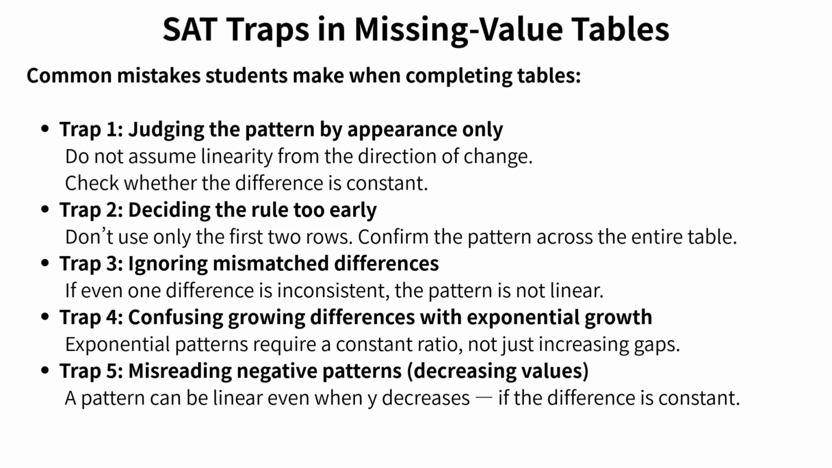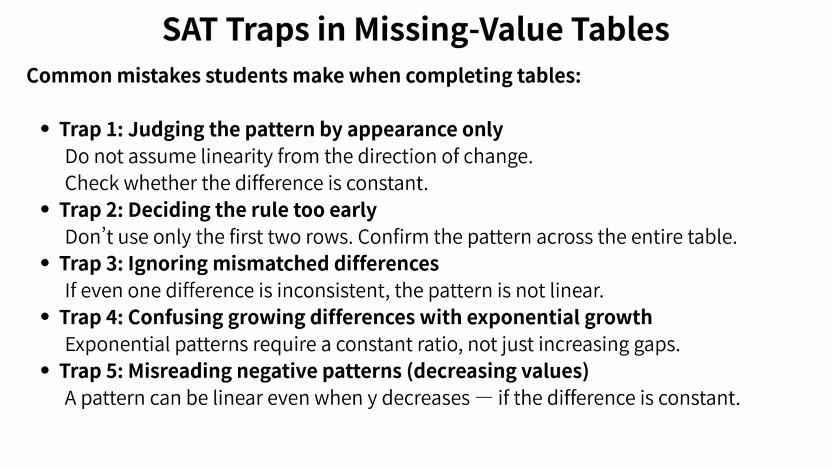Fourth, students sometimes think that growing differences automatically mean an exponential pattern. But exponential patterns require a constant ratio, not a constant difference. And finally, one of the biggest traps is misunderstanding negative patterns. Just because the output decreases does not make the rule nonlinear. If the change is consistent, for example, -3 every time, the pattern is still linear.